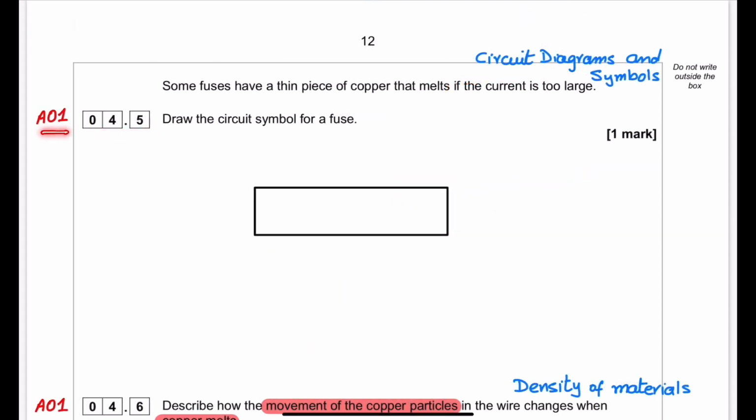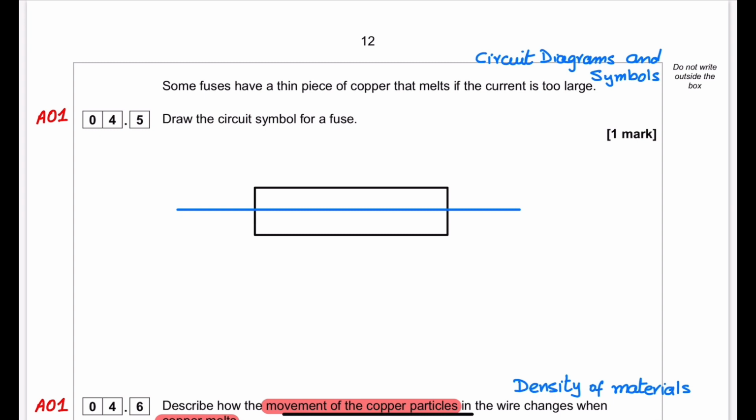4.5 is an AO1 question. Some fuses have a thin piece of copper that melts if the current is too large. This question is from the circuit diagrams and the symbol. Draw the circuit symbol for a fuse. To draw the symbol of a fuse, we need to draw a straight line passing through this rectangular block.